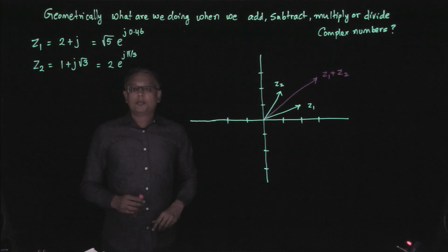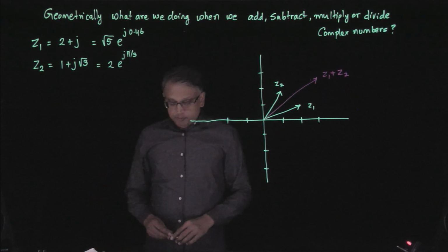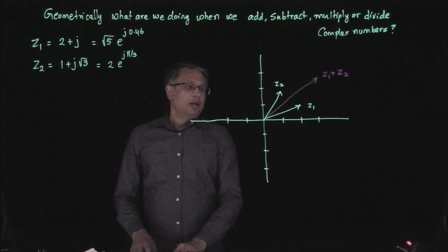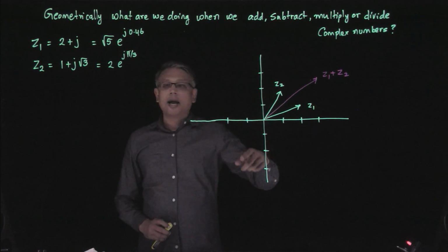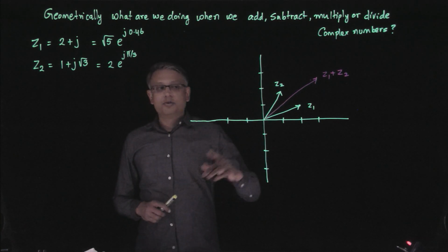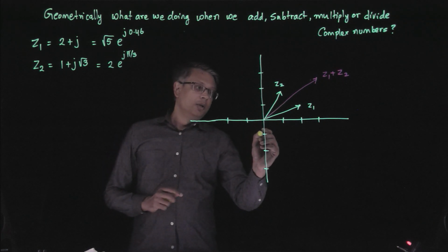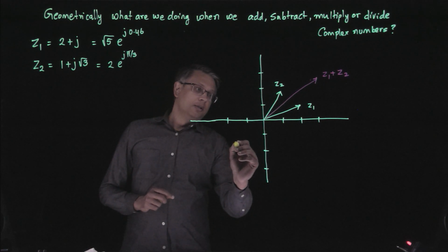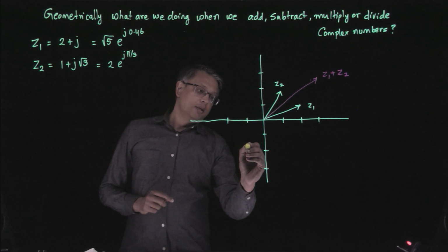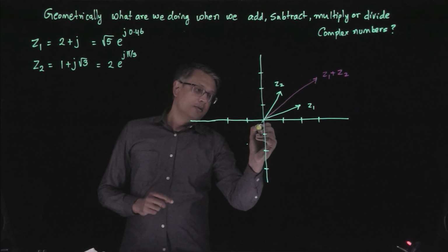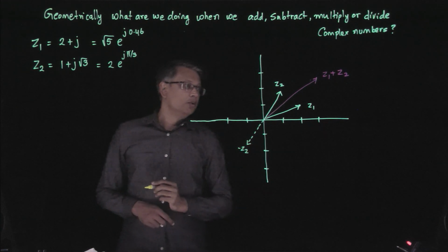Right? Now, how about when you subtract z2 from z1? Well, one way to think about subtracting z2 from z1 is first computing the negative of the vector z2 and then adding the negative of z2 to z1. So the negative of z2 is going to lie somewhere here. So it's 1 unit along this direction, somewhere here. So this is negative z2.